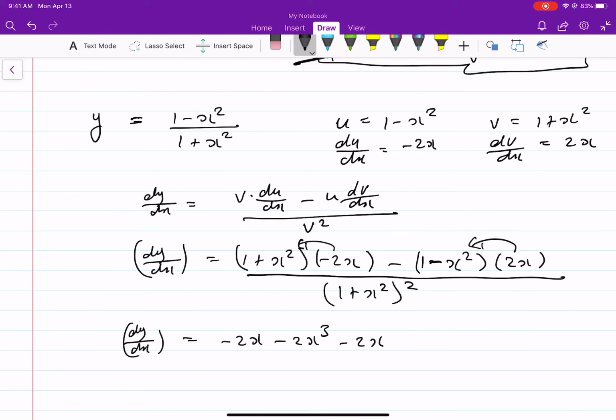Open up your brackets there. Minus 2x by 1 is minus 2x. Minus 2x by x squared is minus 2x cubed. 2x by 1 is 2x with a minus in front is minus 2x. 2x by minus x squared is minus 2x cubed with a minus in front is plus 2x cubed. All upon v squared, (1 plus x squared) all squared.